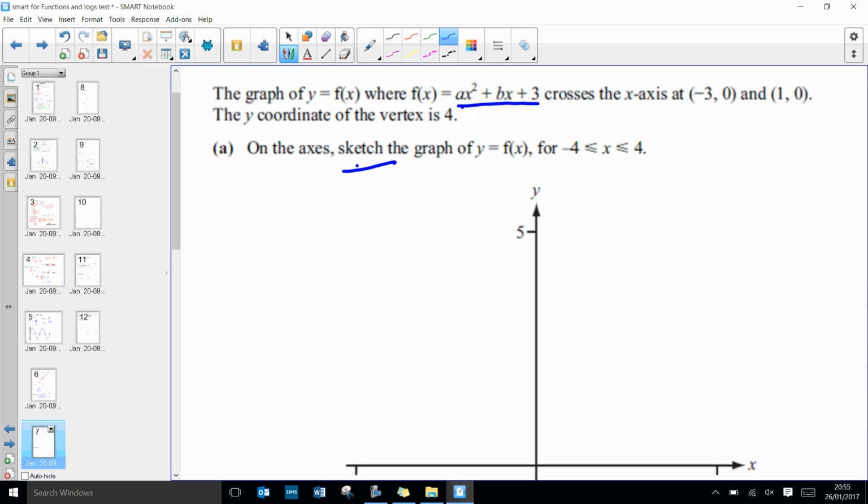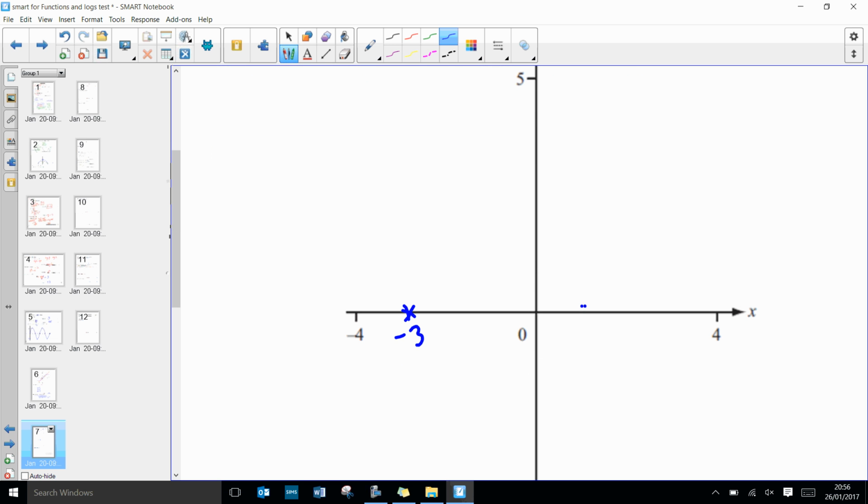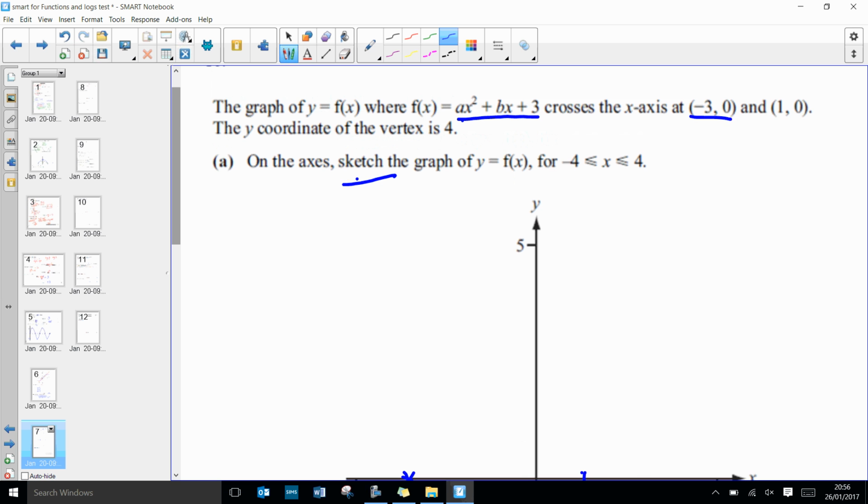So if it goes through -3, 0, try and make your scale as accurate as possible. So -3 would be about there, and 1, 0. Again, I'd suggest 1 was about there. We know the vertex goes up to 4. Now, some of you were putting your y-intercept at 4. That's not what it says. It says the vertex is at 4.